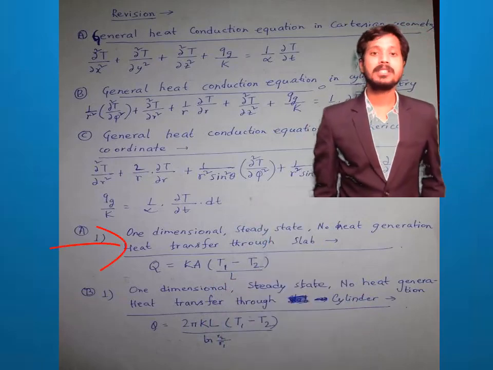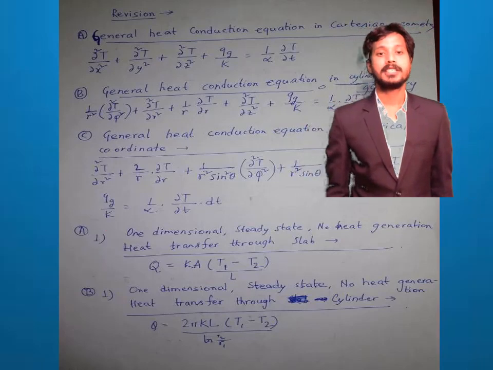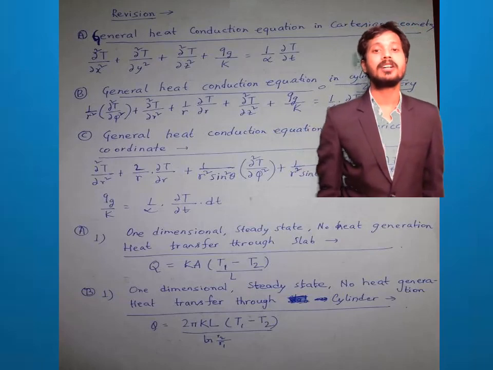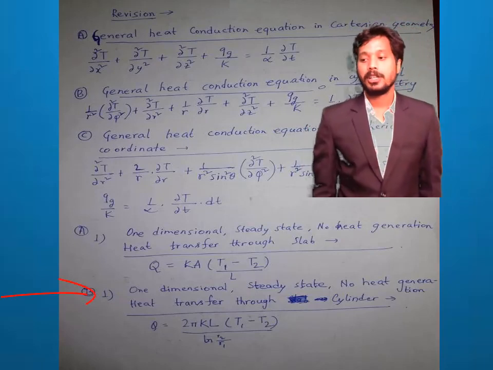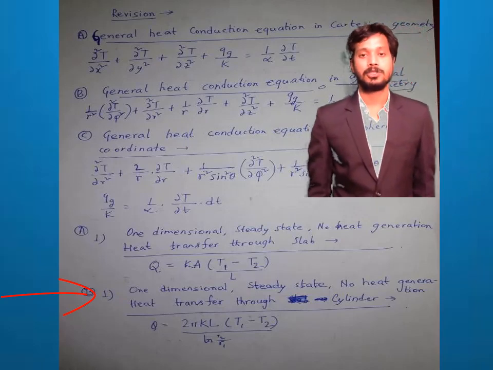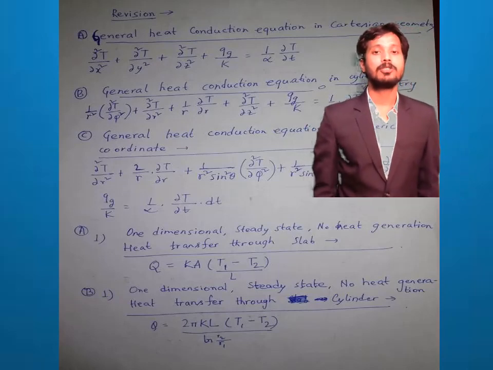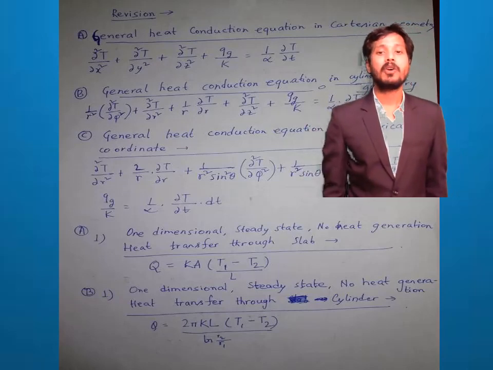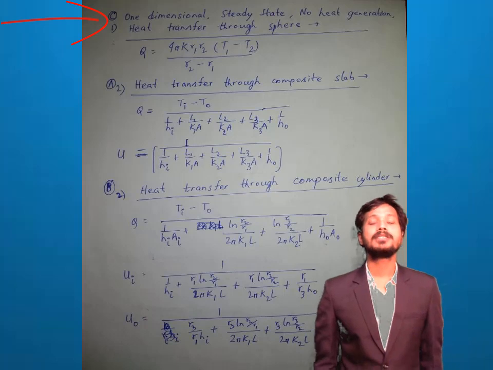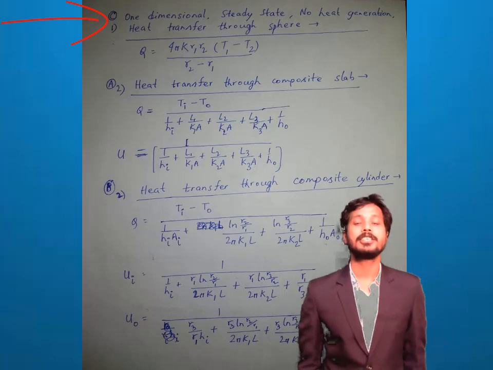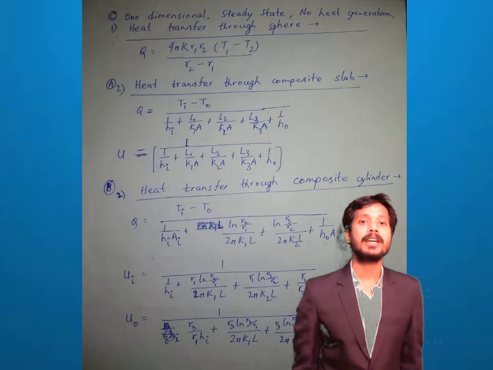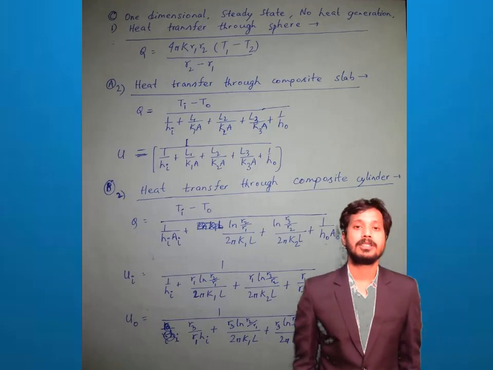Next, one-dimensional steady-state heat transfer with no heat generation through a slab: Q = kA(T1 − T2)/L. Through a cylinder: Q = 2πkL(T1 − T2)/ln(R2/R1). Through a sphere: Q = 4πk R1 R2 (T1 − T2)/(R2 − R1).